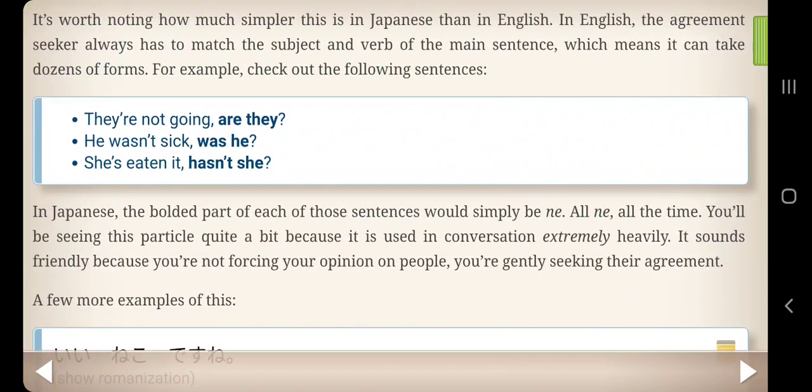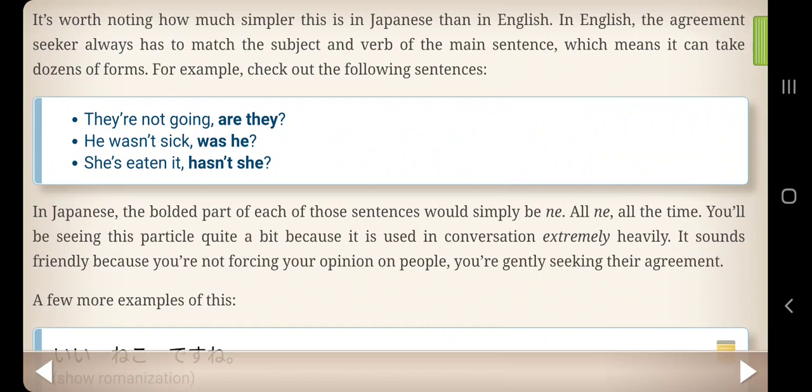It's worth noting how much simpler this is in Japanese than in English. In English, the agreement seeker always has to match the subject and the verb of the main sentence, which means it can take dozens of forms. For example, check out the following sentence. They're not going, are they? He wasn't sick, was he? She's eaten it, hasn't she? In Japanese, the bolded part of each of these sentences would simply be ne, all the time.